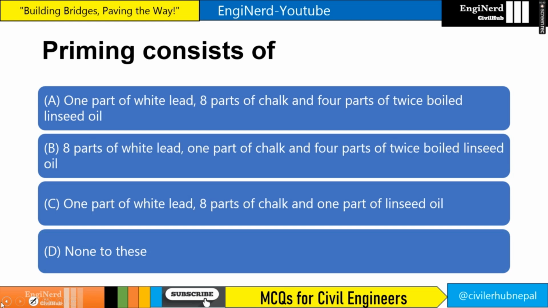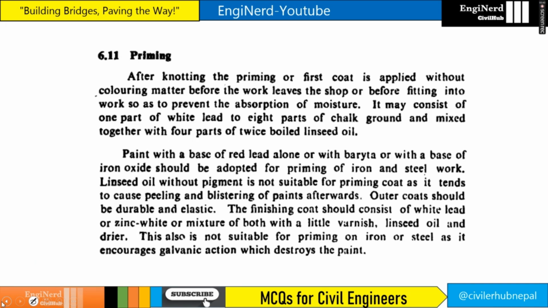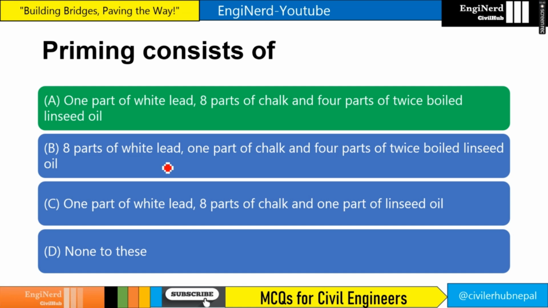Priming consists of: A, 1 part of white lead, 8 parts of chalk, and 4 parts of twice boiled linseed oil. B, 8 parts of white lead, 1 part of chalk, and 4 parts of twice boiled linseed oil. C, 1 part of white lead, 8 parts of chalk, and 1 part of linseed oil. None of these. So the answer here, if you see, it consists of 1 part of white lead to 8 parts of chalk, mixed with 4 parts of twice boiled linseed oil. So 1, 8 and 4, right? So the answer is 1, 8 and 4.